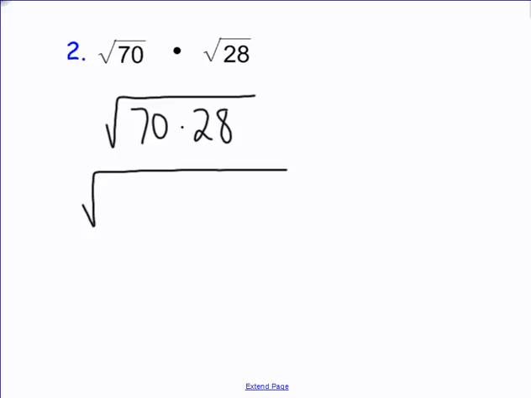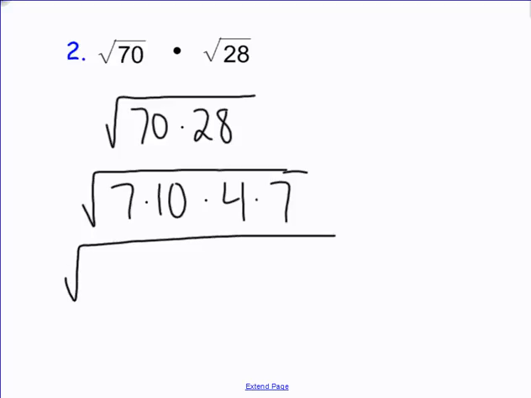Okay? So 70 is 7 times 10. 28 is 4 times 7. I can keep going. 10 is 2 and 5. 4 is 2 and 2. Notice how I'm rewriting all the numbers so I don't lose track.